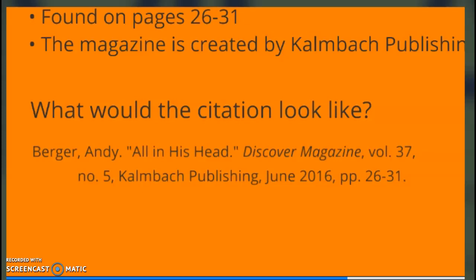Discover magazine is the title of the container. Volume 37, issue number 5. Calmback Publishing is the publisher. It was published in June 2016, and it occurred on pages 26 through 31. Again, notice the periods after Andy, after the author's name, after the title of the source, and then at the end of the citation. Everything else is strung together by commas. Hopefully your citation looks a lot like mine.